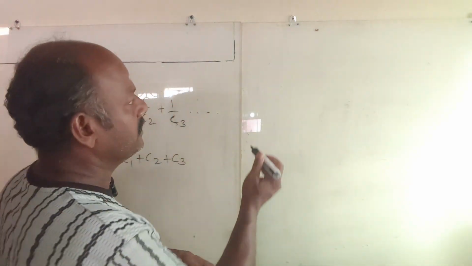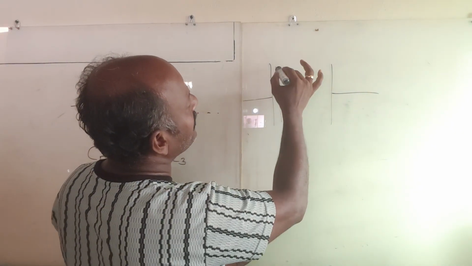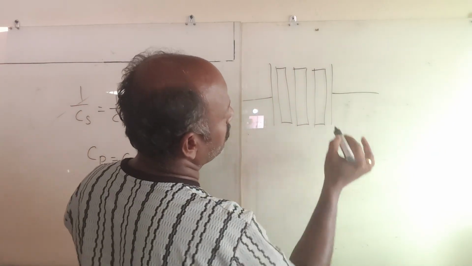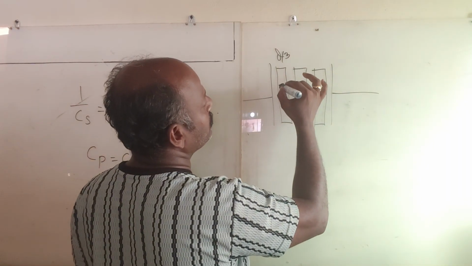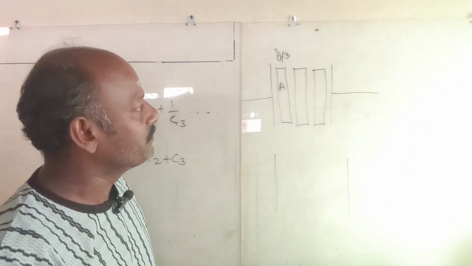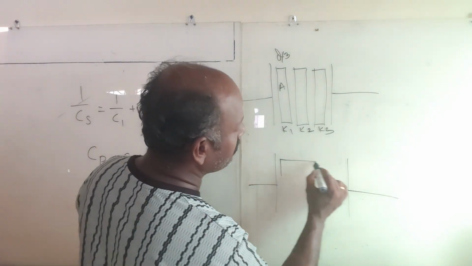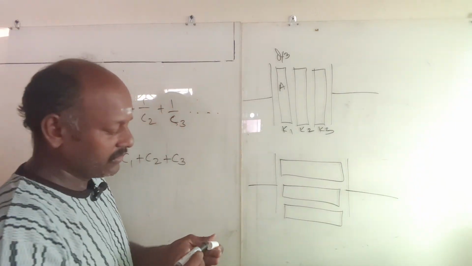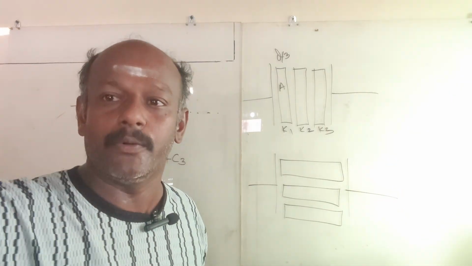Now what am I going to take? Let us take capacitors connected with three different dielectrics in this format, each having thickness d by 3 and area A. Another option is when the capacitors are connected in this other way. Let us see how the capacitance value varies.